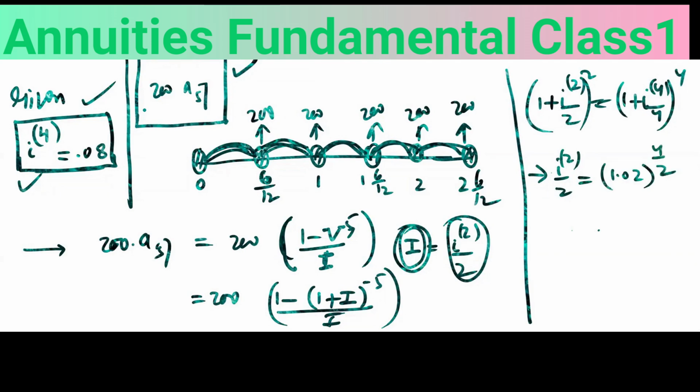These 2 comes here and -1 comes here. This will be your answer. Okay. So 1.02 power half -1, that is your I2 by 2 and that is I. Whatever you get here, that is I. Once you get I here, just put here. That's all. You will get the answer.